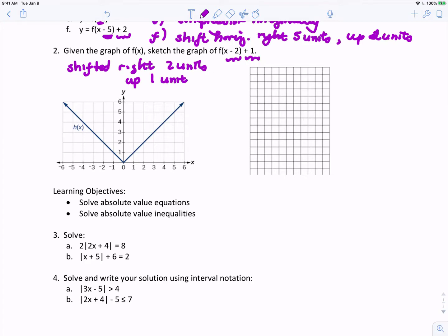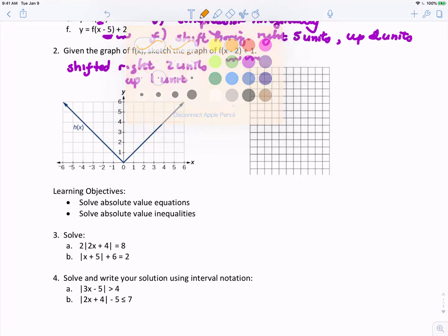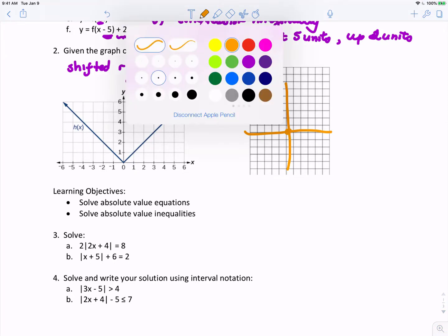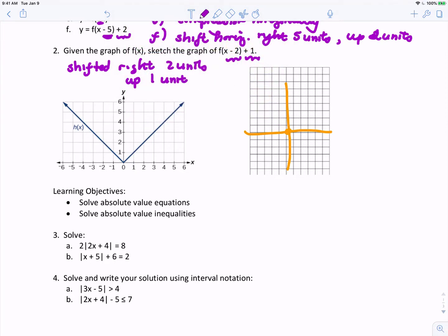So we're going to take this v, the graph of the absolute value function, and the vertex, instead of being at 0, 0, is going to be shifted, like we said, to the right 2 units and up 1 unit. So that'll be the new vertex. We're not multiplying by anything, and so the slopes of the lines are going to stay the same, and so this would be the graph of the new function.